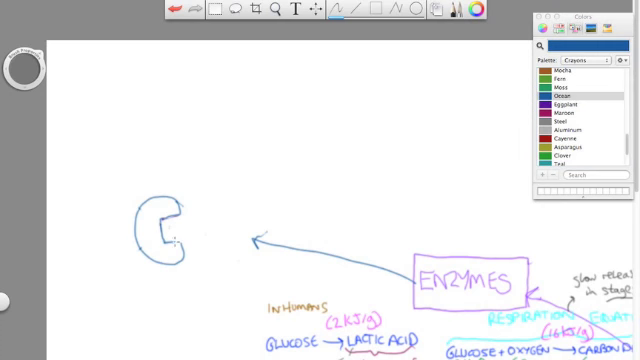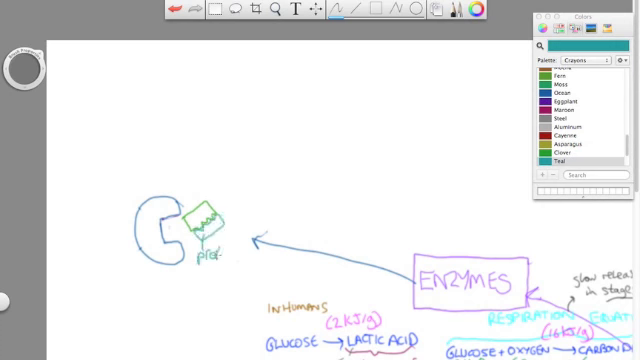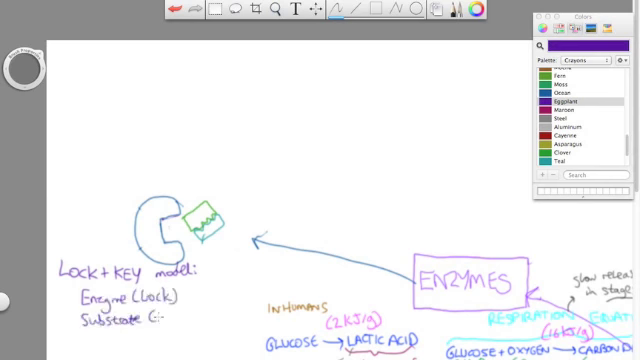So if I now draw that reaction happening, the substrate is now broken apart to form 2 pieces. That's one example of how enzymes can work. That's called a catabolic or breaking down reaction. And this model is the lock and key model, and the idea is that the enzyme is the lock and the substrate is the key, and different substrates have different shapes and fit different enzymes.